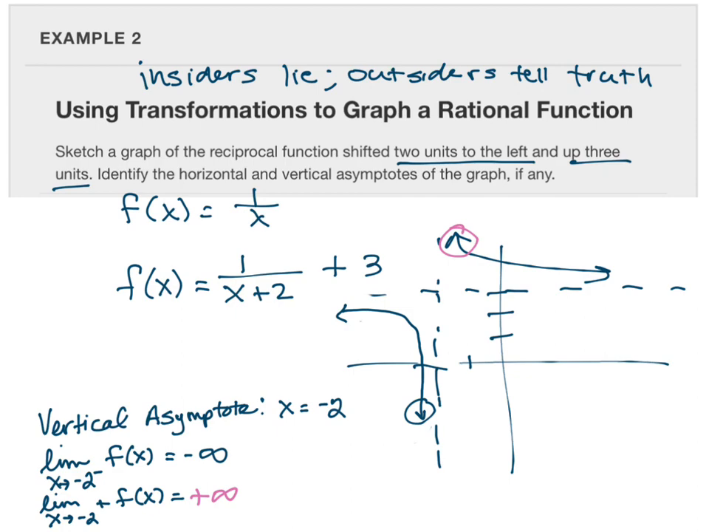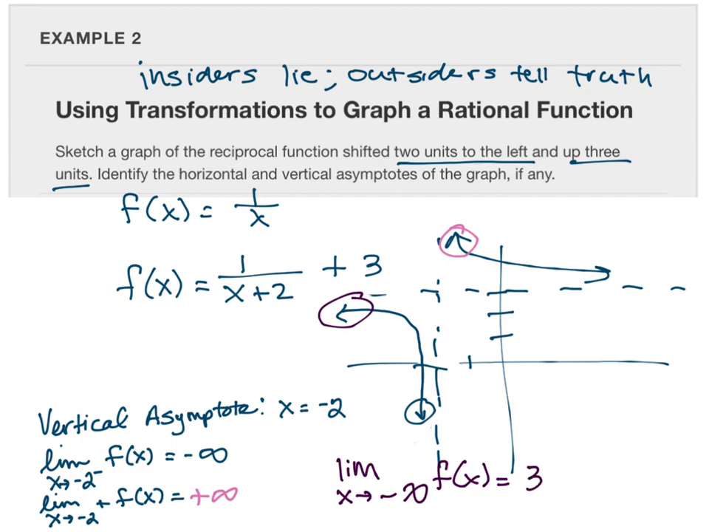Cool? Now let's talk these horizontal asymptotes. We're almost done. Don't put up yet. How do I write the tail for the left side? The limit as x goes to negative infinity. Do I have to say from the left or the right? There's only one way to get there. Limit as x approaches negative infinity of f of x is 3.